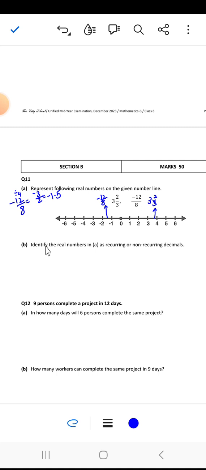Now the second question is to identify the real numbers as recurring or non-recurring. When I calculate 2 by 3, it is a recurring number. If I divide 2 by 3, every time I will get 2 as the remainder. 3 times 6 is 18, and every time I will get 2 in the remainder. So basically this is a recurring decimal. Because 3 whole 2 by 3 is equal to 3.6 with a bar, it's a recurring decimal.